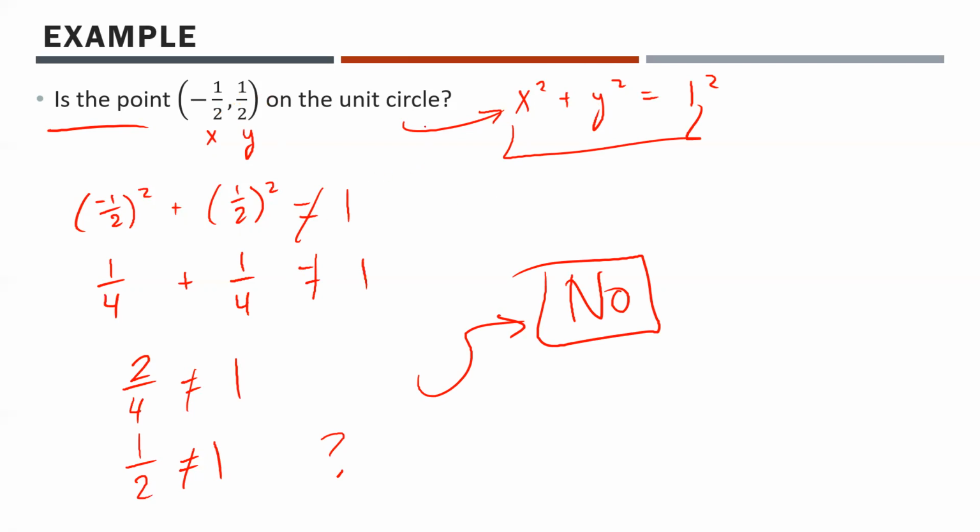The same strategy would work if I'd asked you, is this point on a circle with a radius of 7? Well, then you would have just tried x squared plus y squared equals 7 squared and then seen if it works, right? This case though, no, it certainly did not.